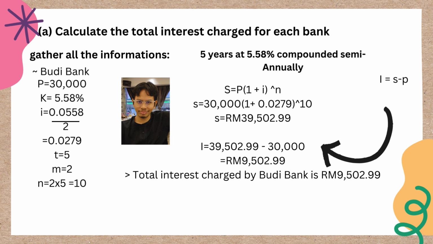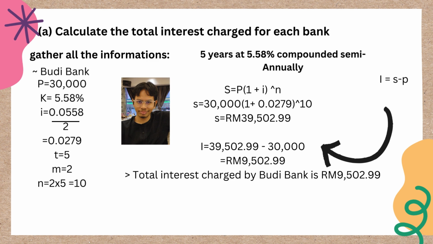Let's calculate Budi Bank. So P is 30,000 ringgit, t is 5 because he asked for a loan for 5 years, k is 5.58%, m is 2 because it is compounded semi-annually, i is 0.0279. How do I get it? Because I use the formula i equal to k divided by m. Lastly, to search for n, you have to use the formula n equal to m multiplied by t. Calculate and then you get the answer 10.